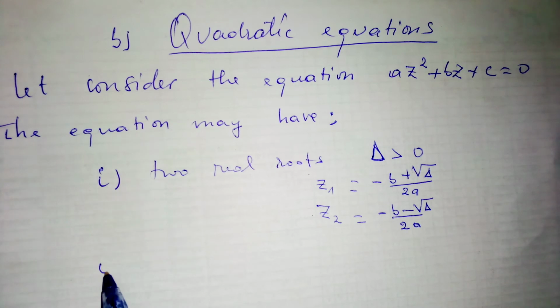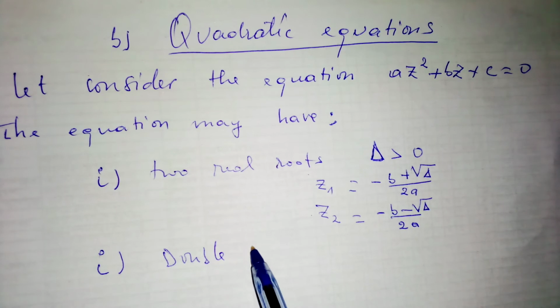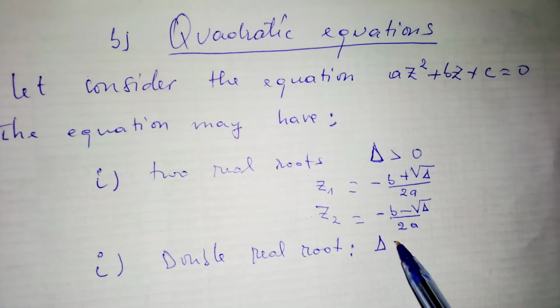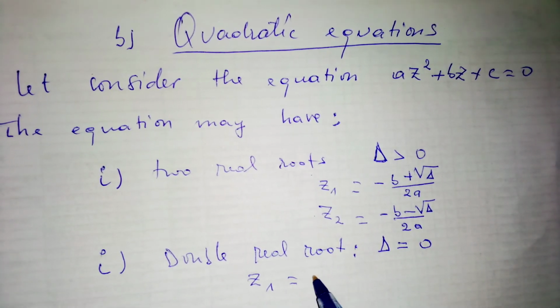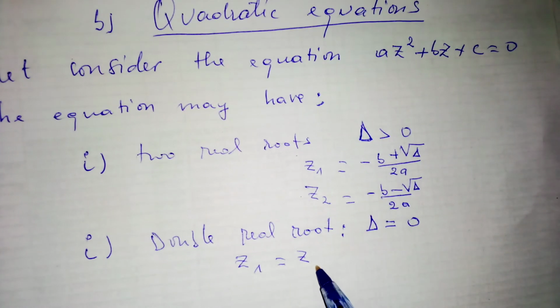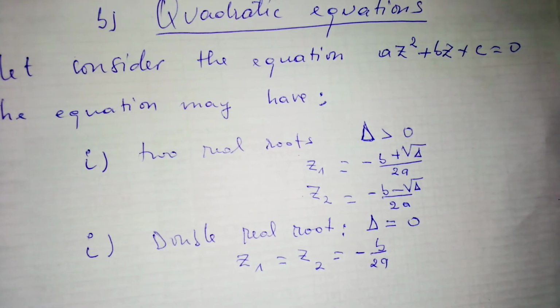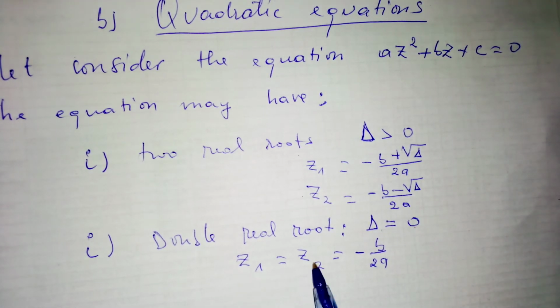But you can get a double real root in case you find that your delta is equal to 0, which means z1 must be equal to z2, which will be equal to minus b over 2a. In case you are solving and you get that your delta is equal to 0, you shall get the same 2 roots, which will be equal to minus b over 2a.